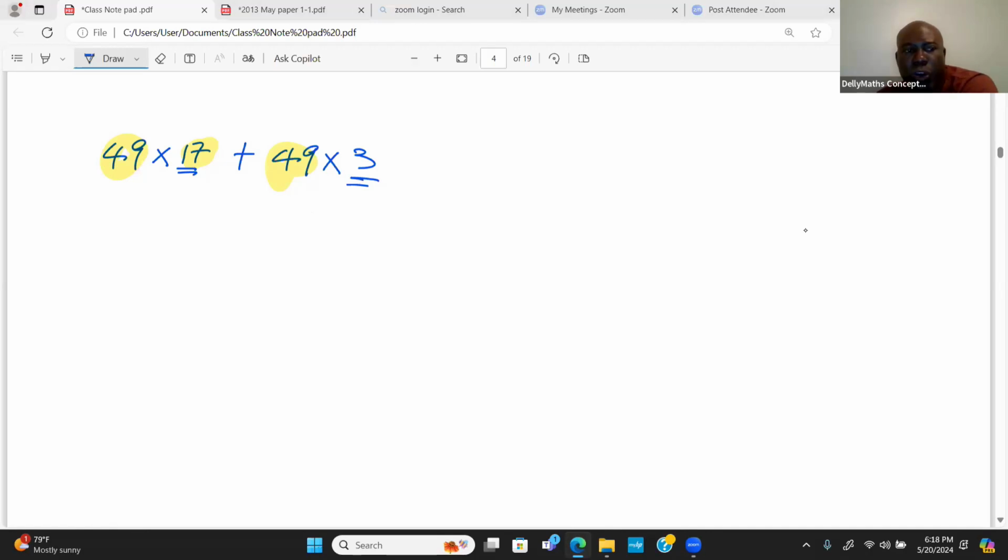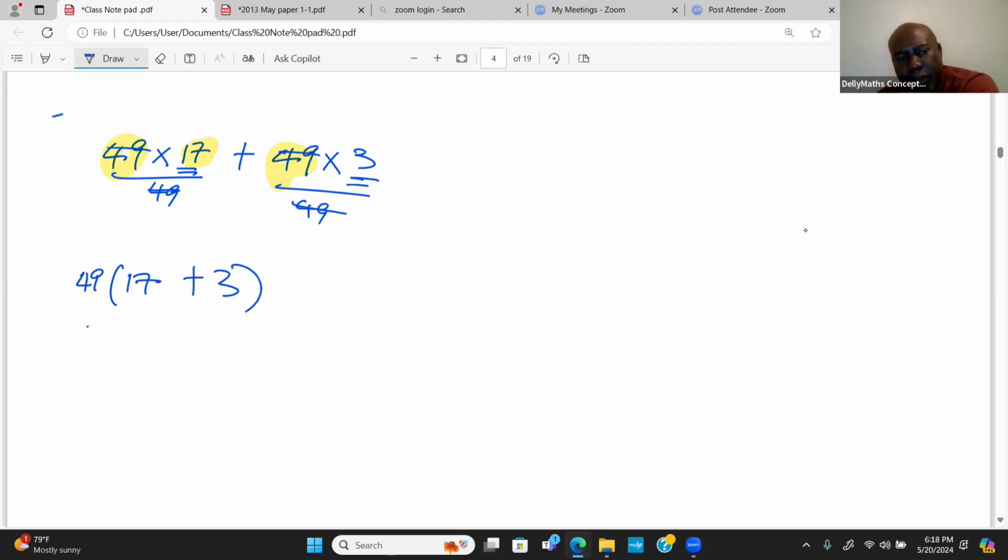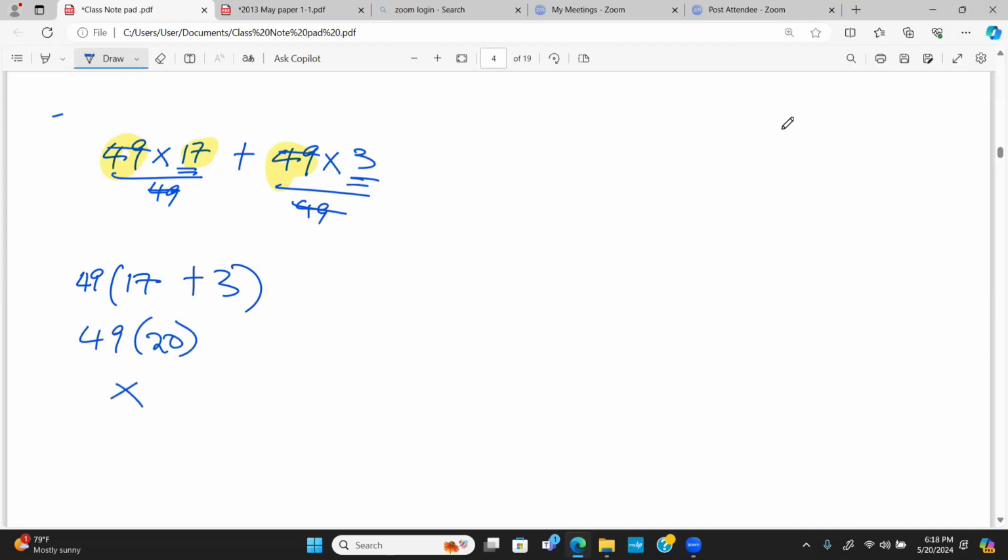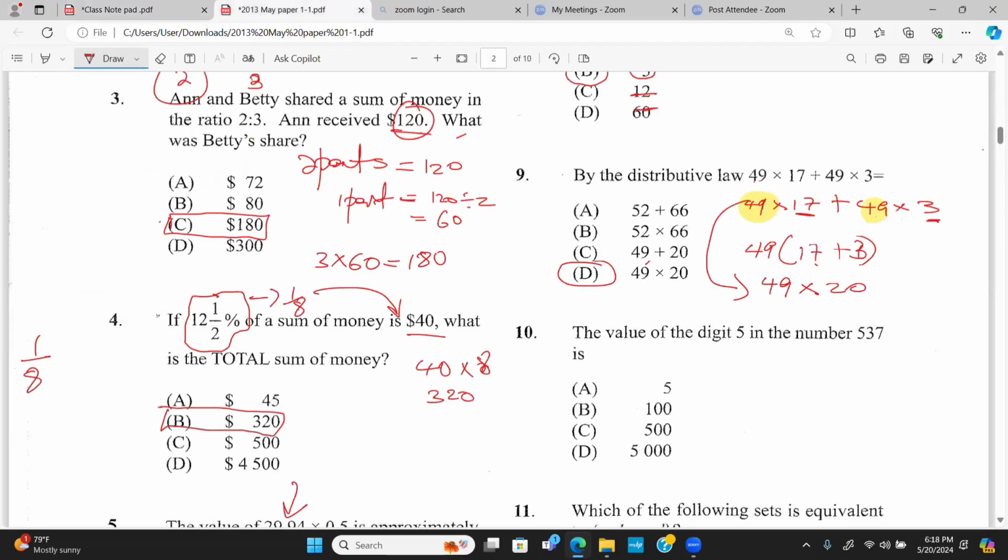All right, good. So the common factor here is 49. You're doing the opposite of distribution, so you divide this by 49. They cancel, leaving 17. You divide this by 49, it cancels, leaving plus 3. So you have 49 out there. What does a bracket mean? To multiply. Yes, sir, exactly. Good to go. All right, let's keep going.